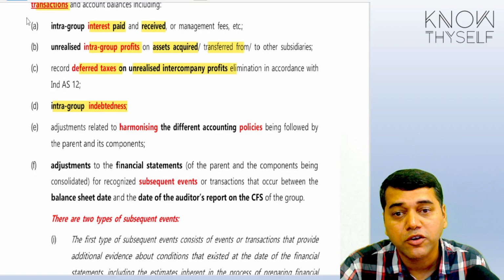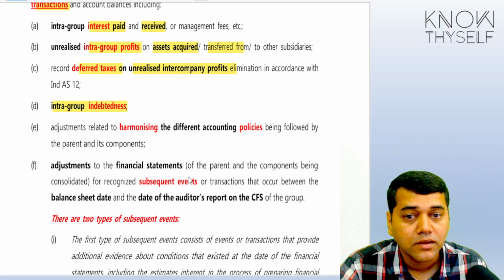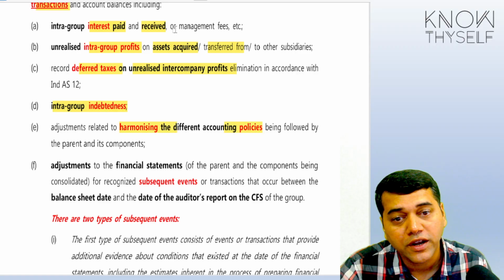Intra-group indebtedness because of the purchase and sale. Then harmonizing different accounting policies like FIFO and weighted average.